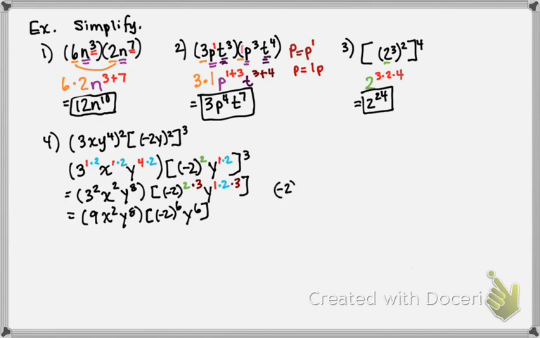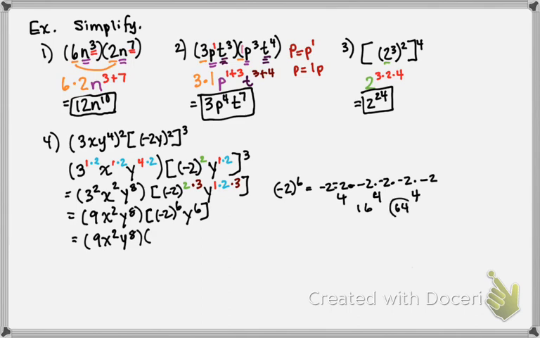So negative 2 to the 6th power is the same thing as negative 2 times negative 2 times negative 2 times negative 2 times negative 2. How many have I got? 1, 2, 3, 4, 5 times negative 2. So I have 6 negatives, which means my answer is going to be positive. And I've got 2 times 2 is 4, 2 times 2 is 4, 2 times 2 is 4, 4 times 4 is 16, and 16 times 4 is going to give me the 64. So I get 64 y to the 6th.